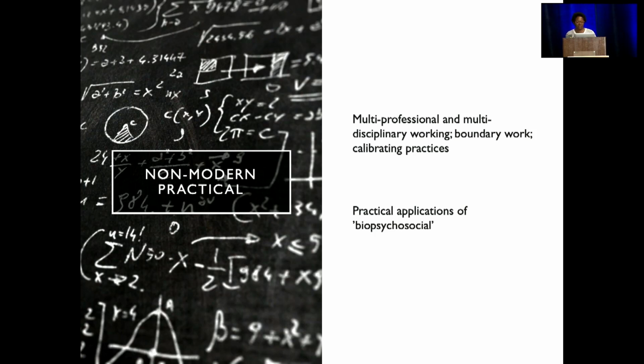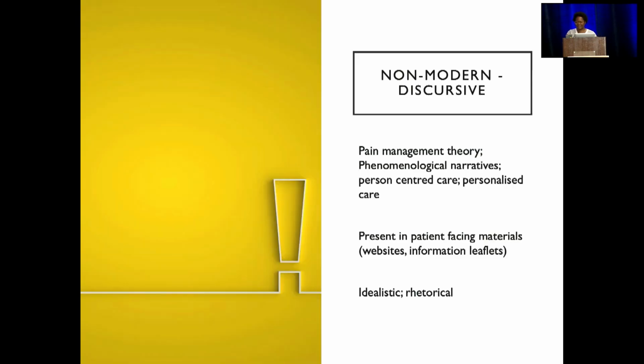So this is multi-professional, multidisciplinary, working across boundaries. He uses the phrase calibrating practices, so working in a really entwined way for the benefit of the patient. And this is practical applications of the biopsychosocial model. I did not find evidence of this in my data at all. So I didn't see any practical applications of this kind of ontology, though I am aware of it outside of a research perspective. So from an autoethnographic account, I'm like, okay, maybe it exists.